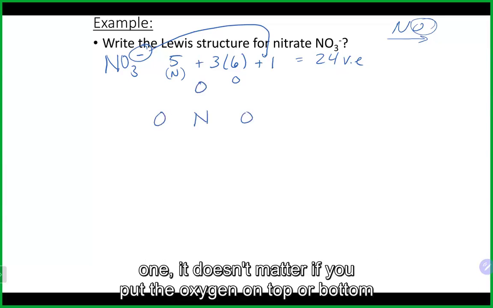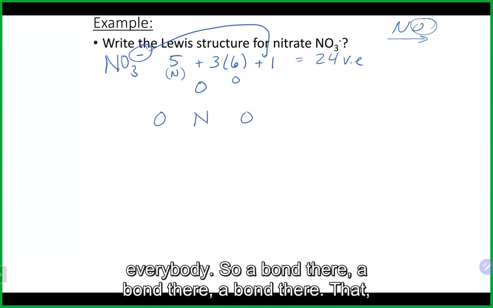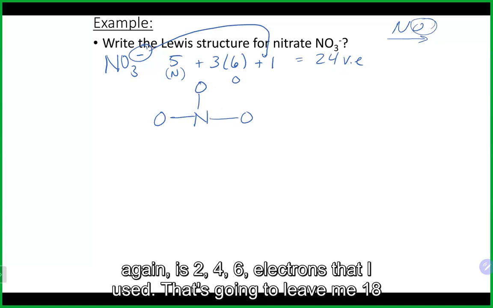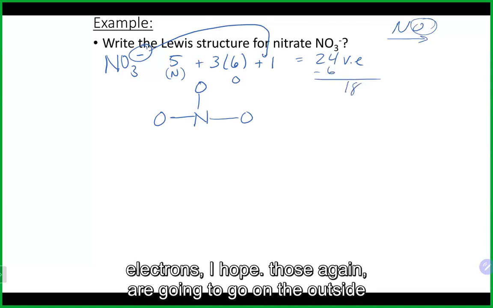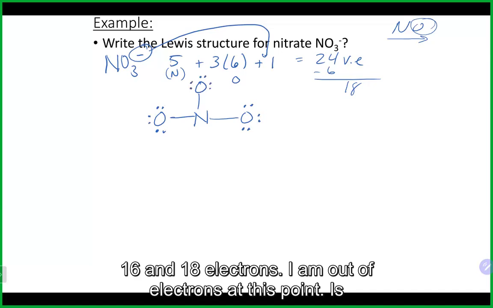And just like in the first one, it doesn't matter if you put the oxygen on top or bottom there in the middle. We're going to do our single bond to everybody. So a bond there, a bond there, a bond there. That again is 2, 4, 6 electrons that I used. That's going to leave me 18 electrons, I hope. Those again are going to go on the outside in pairs of electrons. So 2, 4, 6, 8, 10, 12, 14, 16, and 18 electrons. I am out of electrons at this point.